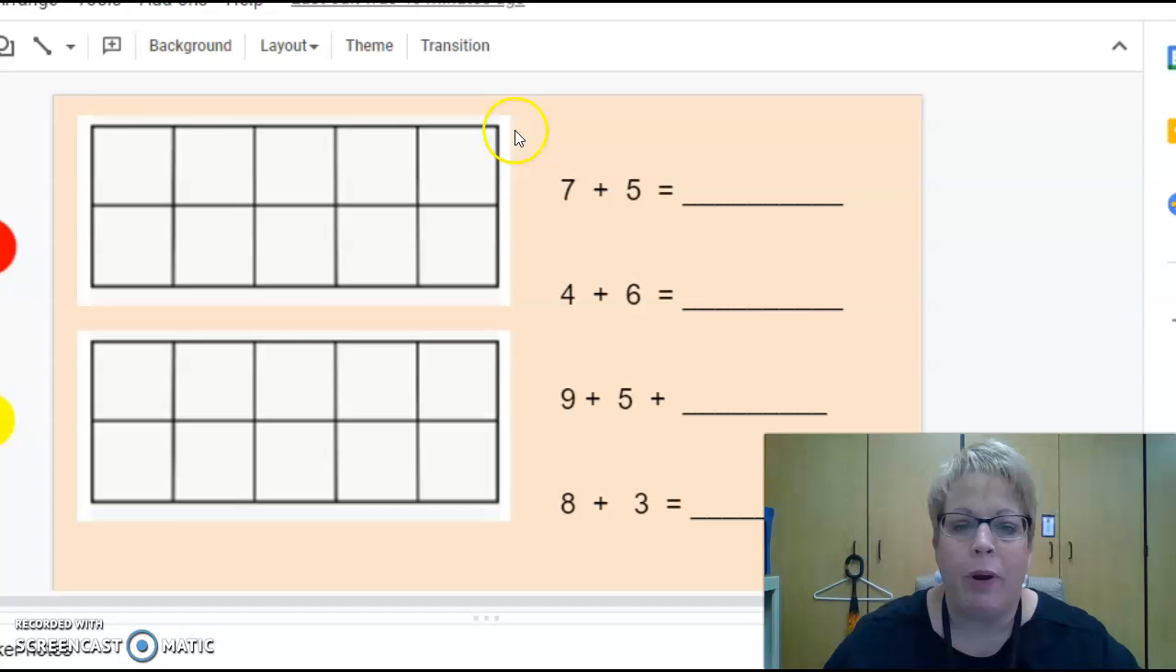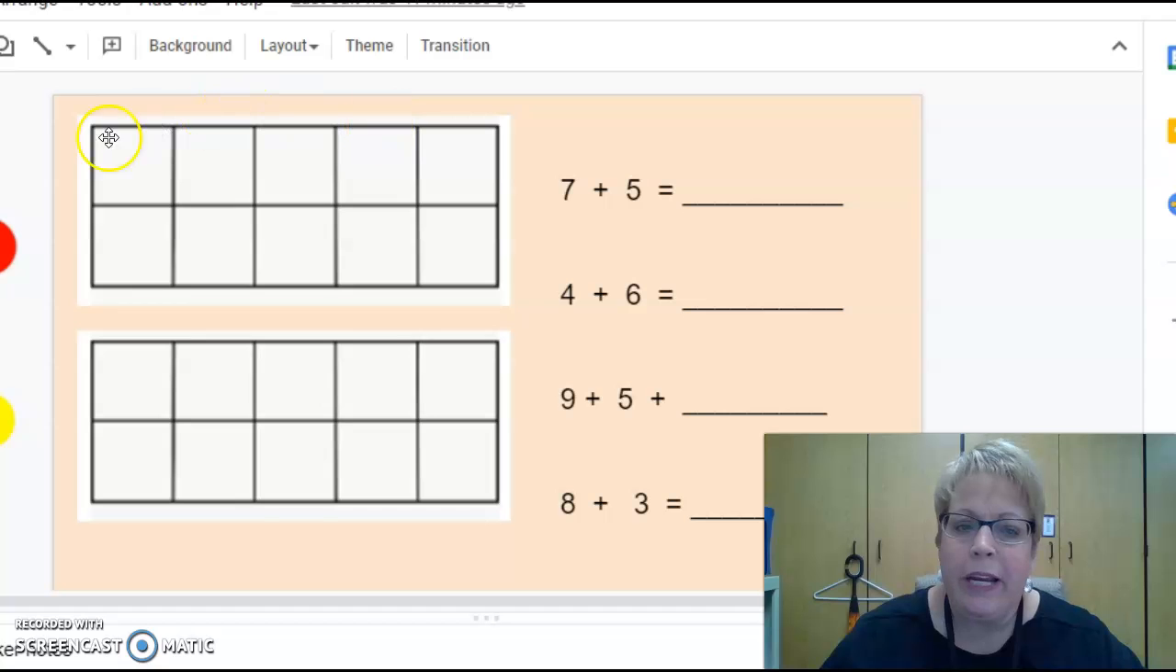You'll see that right here, this large rectangle that is split into squares is called a 10 frame. And you'll notice there's 1, 2, 3, 4, 5 on the top, and 1, 2, 3, 4, 5 on the bottom. And 10 frames are another type of strategy that will help us add numbers quickly.